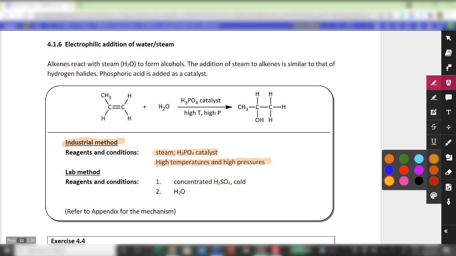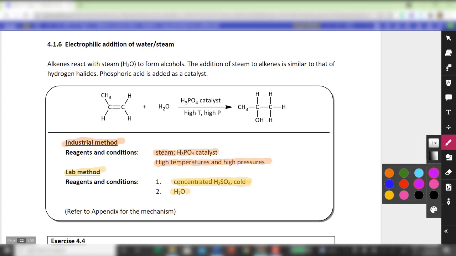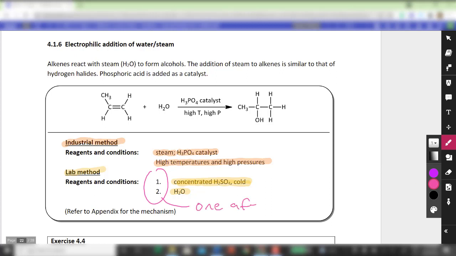The next method is what we call the lab method. You are required to know both methods really well, because sometimes you are asked to use the lab method instead. For the laboratory method, you are supposed to use cold concentrated sulfuric acid, and then after that, this is followed by adding water in the next step. So the 1 and 2 here, take note, they are not added together. It's one after another.